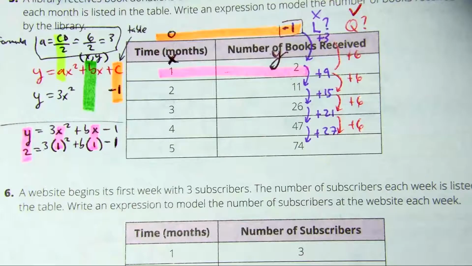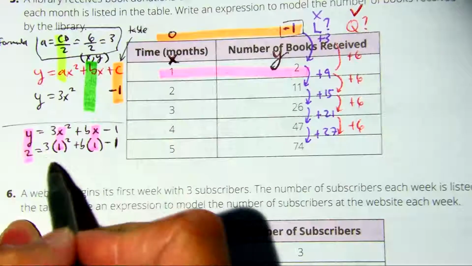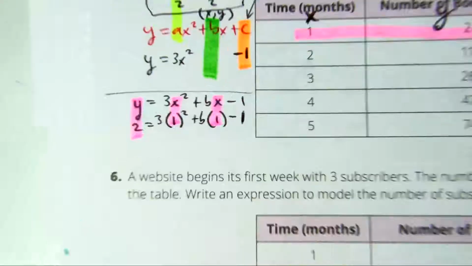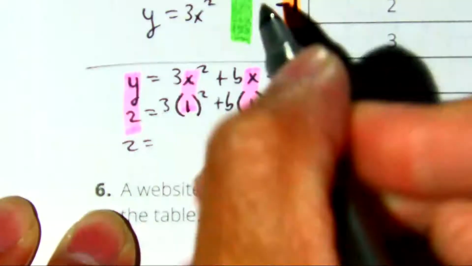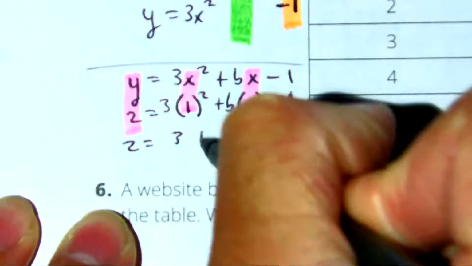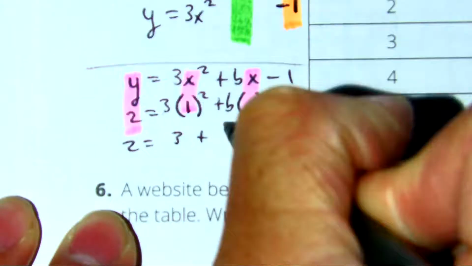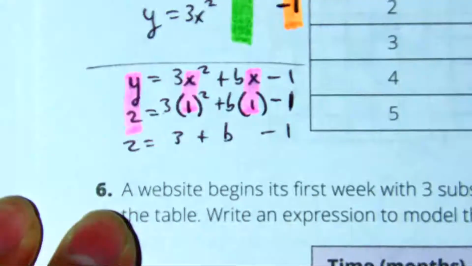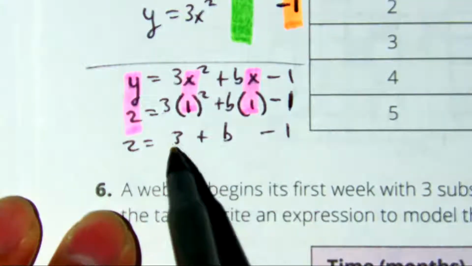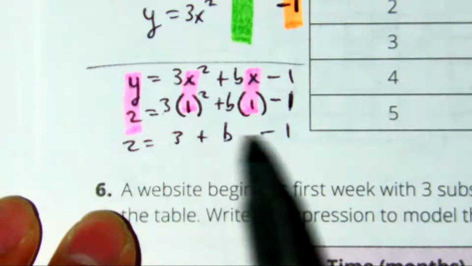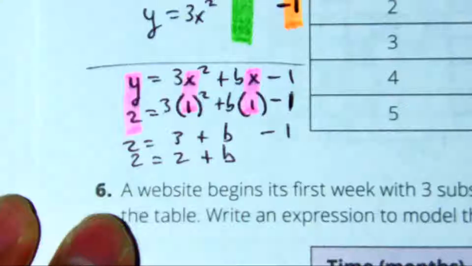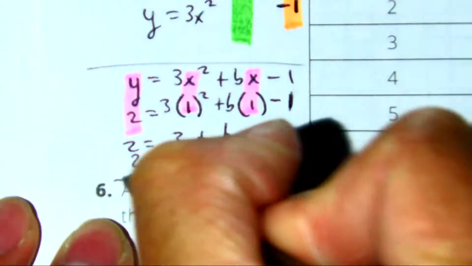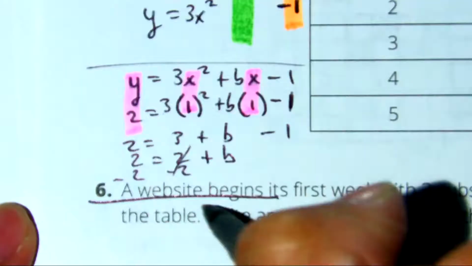Thank you, Mr. Koo. And here, what I'm going to do is I'm just going to simplify for the b value. Here I'm going to use PEMDAS. So x runs first. Class, what's 1 squared? 1 times 3. 1 times b is just b minus 1. Class, what is 3 and a negative 1? So I have 2 plus b. And if I subtract 2, b is equal to 0.